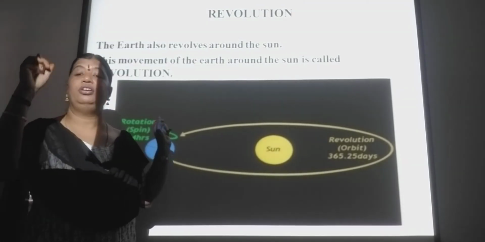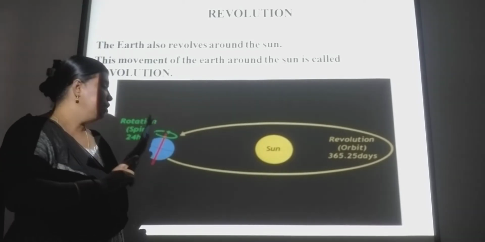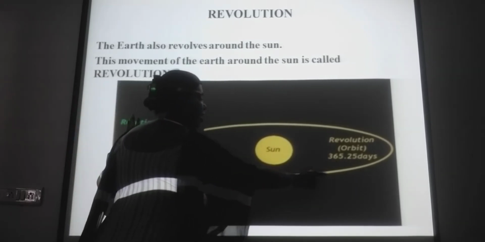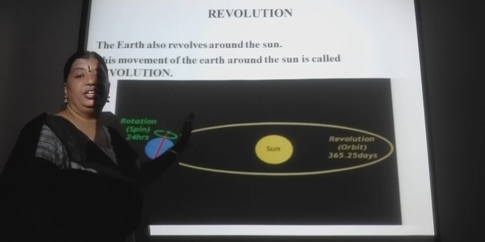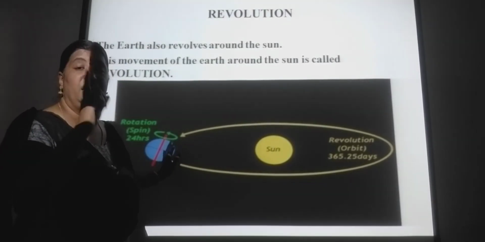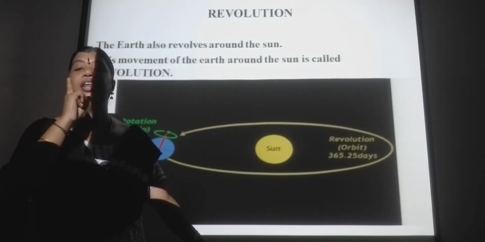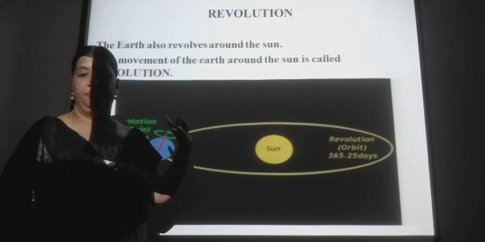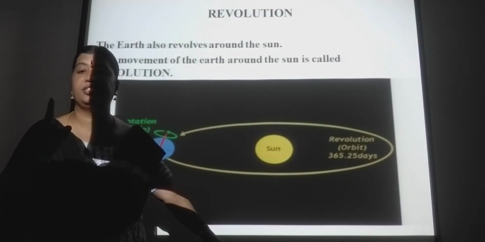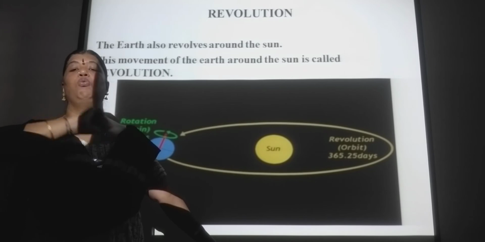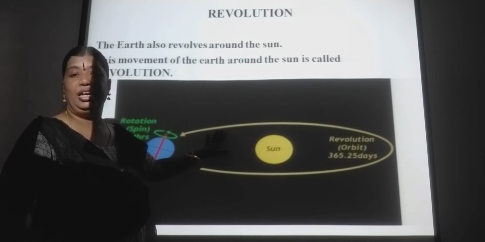Now recall, we have seen orbit. Yes, orbit is nothing but an imaginary line which is drawn. So here also, an imaginary orbit is present which will help the earth to go round the sun. That is called revolution. The earth takes 365 and a half days to complete one revolution around the sun. Understood, children? So 365 and a half days is 1 year for us. That means the earth is completing one full round around the sun. That is revolution. Understood till here, children?